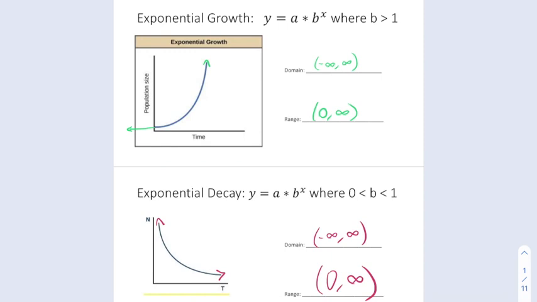So as we look at growth and decay side by side, we see that as long as a is positive, we will have the same domain and range regardless of whether or not it's growth or decay. Notice that the model looks the same for both. It's all about whether or not our base is greater than 1, leading to growth, or between 0 and 1, leading to decay. If b were to be less than 0, this would be neither growth nor decay.